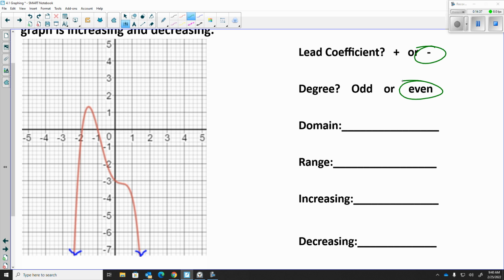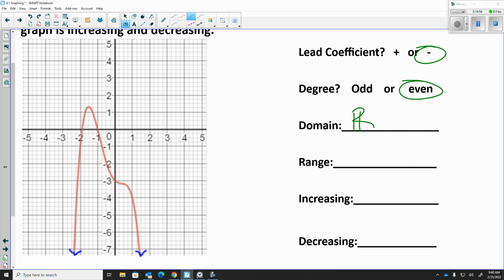All right, now let's think about domain and range. We haven't talked about this in a little bit. What's the domain here? It's all the real numbers. Those are all the x values where my function exists. It doesn't stop in either direction. So the domain is all the real numbers.